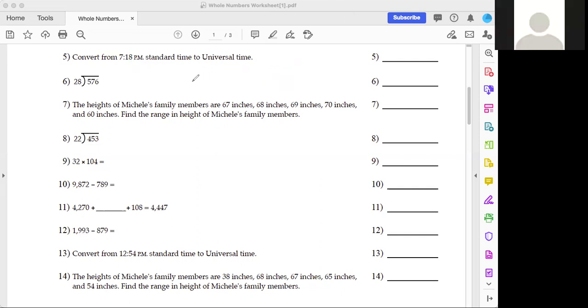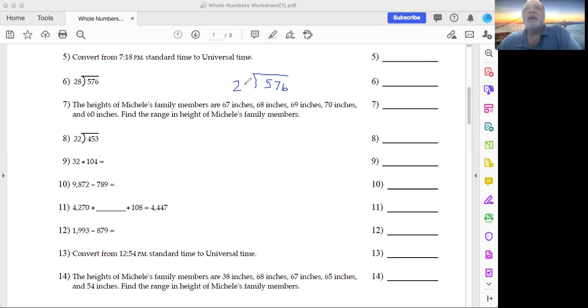Clear that. All right. 28 divided by 576. What'd you get for that? Did you do that one? No, I didn't do the rest. Okay, so 576 divided by 28. All right, so here's 57, right? So can 28 go into 57? And the answer is yes, it can go into 57 twice, right? And that will give us 56. Okay. Then we can bring one down. 7 minus 6 is 1.